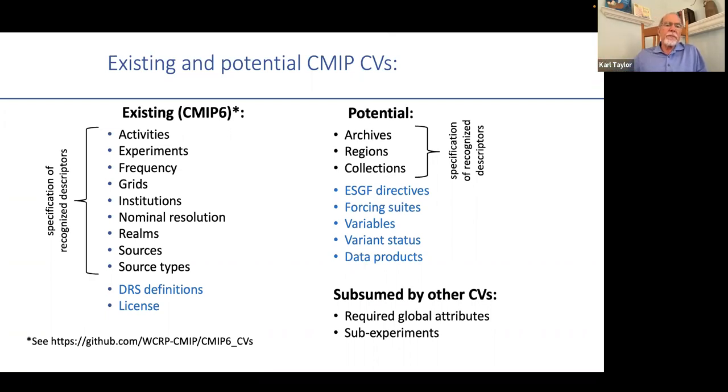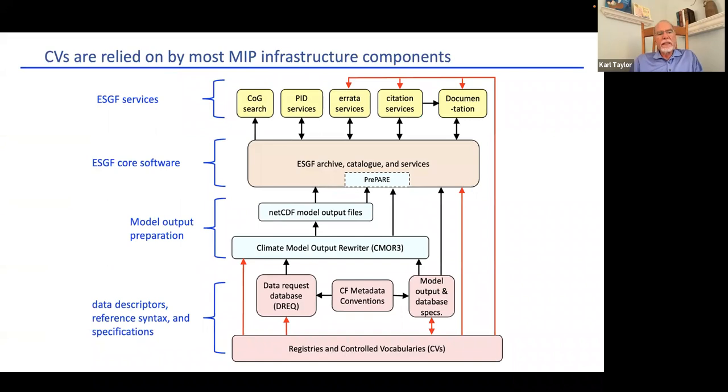And then there's a CV that lists the recommended various options for a license, and the modeling groups were supposed to take that license and insert it into their files. I'll have more to say about that later, because some of those licenses were subsequently changed, and we don't like to change the contents of a controlled vocabulary.